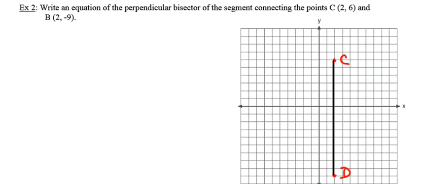And if I approach this problem the same way I did the first one, I know that a bisector is going to have to pass through a line segment's midpoint. So if I try to count boxes like I did with the first one, I'm going to run into some trouble here.